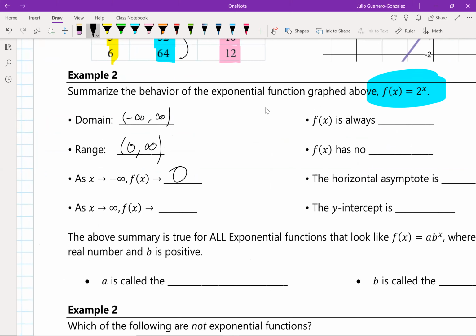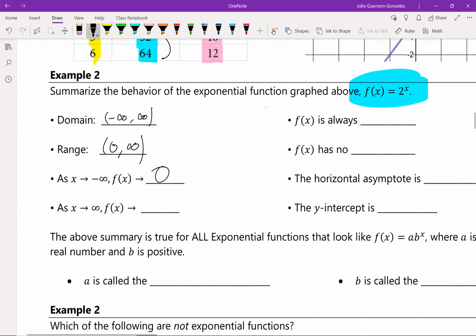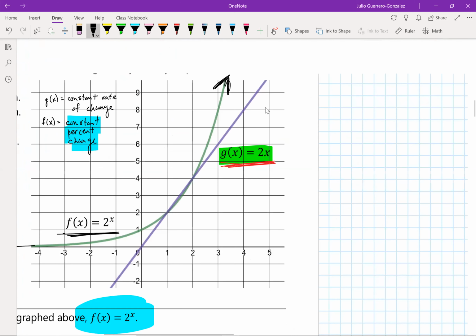So this is going to approach 0. As x approaches positive infinity, what's happening to my y values? It's going to infinity. This is also going to infinity. Does that make sense? So up here, notice what's going on. Whoosh, goes up that way.